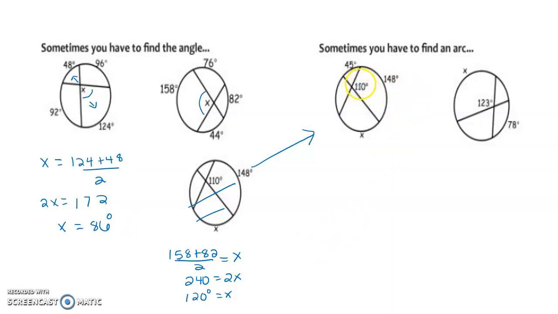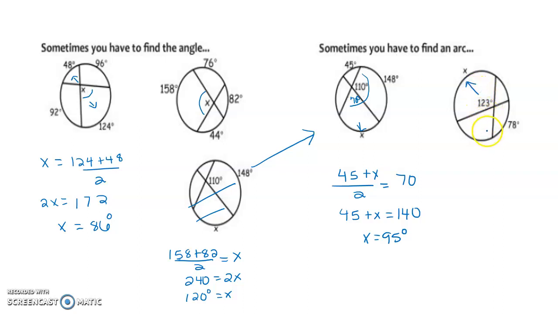Here I'm given the angle measure for this one, and I'm looking for this arc. Remember, my linear pair postulate allows me to know this is 70 degrees. So I know that the given arc plus the arc divided by 2 equals 70. Then I have 45 plus x equals 140. Subtract my 45 from both sides, and I have that x equals 95 degrees.